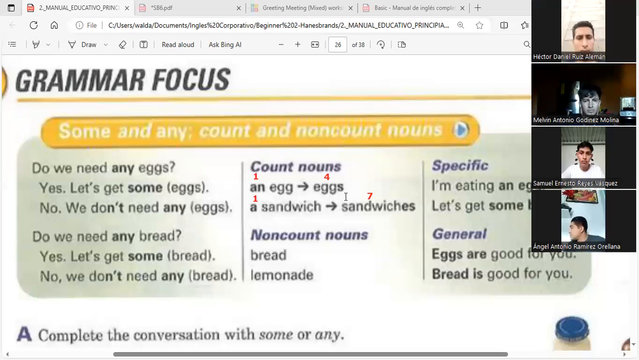Do we understand? Yeah. Cuenten, chicos. Do you understand this? It's okay. Si algo no les queda claro. It's clear. Yeah. O sea que an y a es un. Exactly. Es lo mismo entonces.